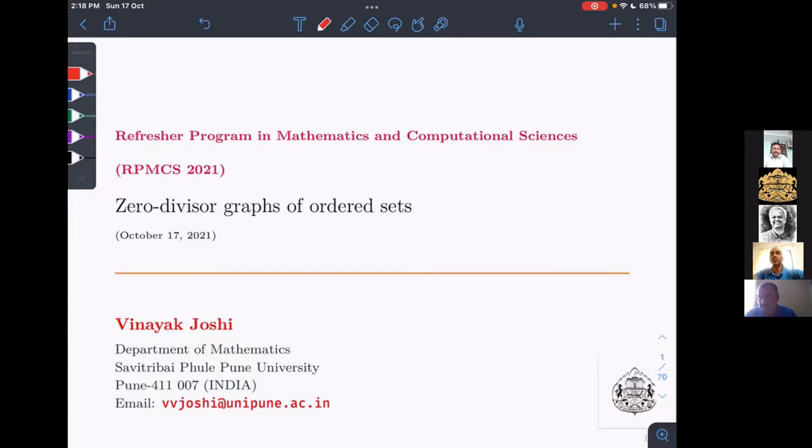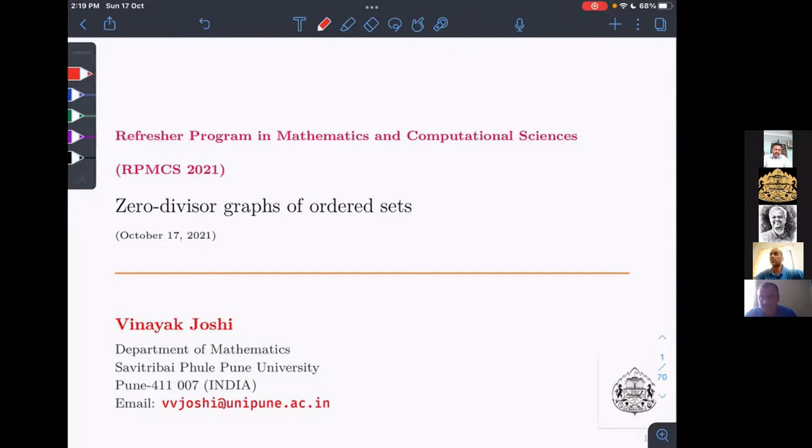Let me today talk about the zero divisor graphs of ordered sets. This lecture is particularly a time gap arrangement. Actually, the scheduled lecture was by Professor Krishnan, and he informed me of his inability to deliver today's talk. So his talk is scheduled on 23rd Saturday afternoon. That is the change, so I have to do the time gap arrangement here.